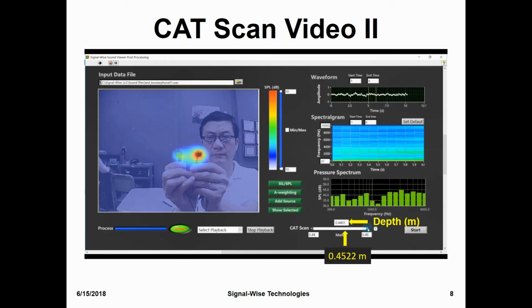Once again, as scanning approaches these sources, the focus of the sound pressure map becomes very sharp. In this case, two earphones are identified simultaneously when scanning at 0.4522 meter with respect to the center of the microphone array.